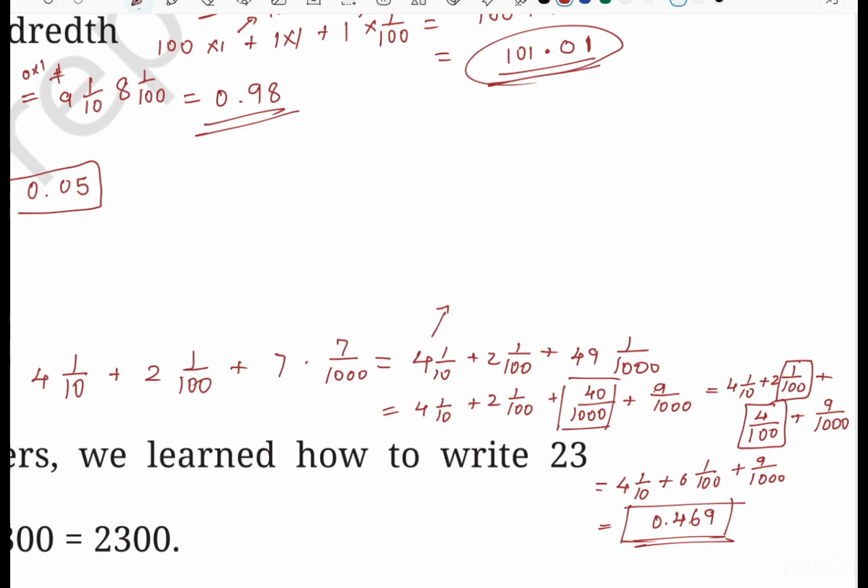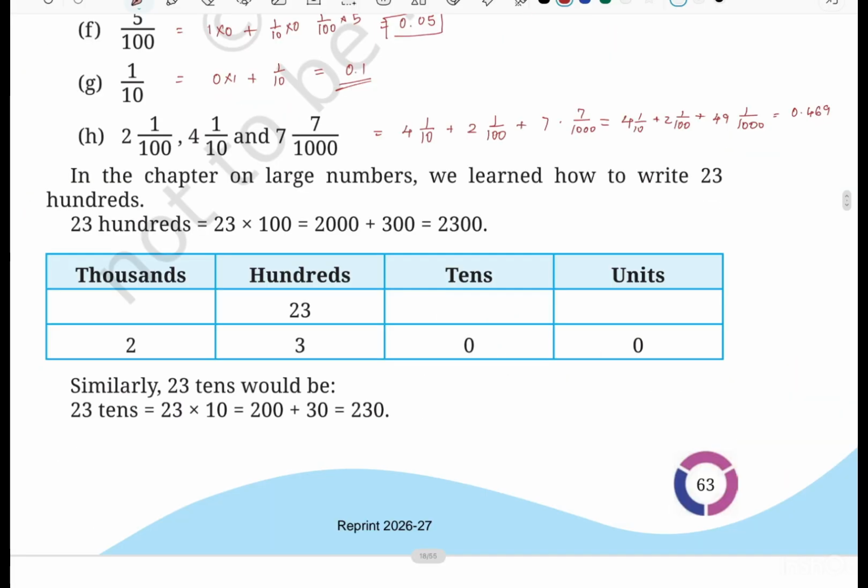So the answer is 0.469. 4 tenths can be written as 0.4, 2 hundredths can be written as 0.02, and 49 thousandths can be written as 0.049. And now adding these three numbers, 0.049 plus 0.02 plus 0.4, we get 0.469, the same answer. In the chapter on large numbers, we learned how to write 23 hundreds.